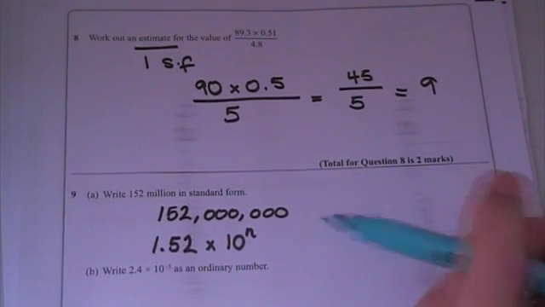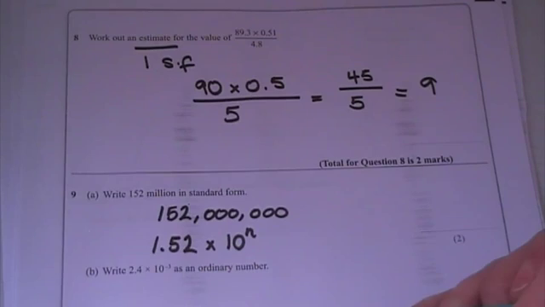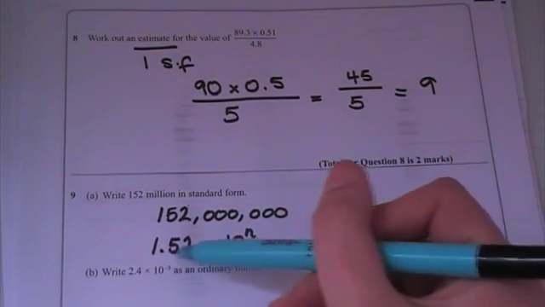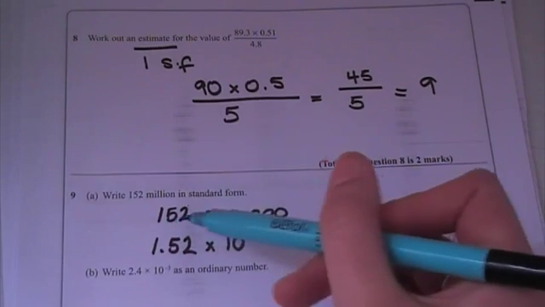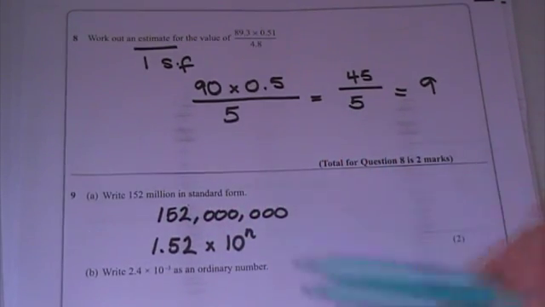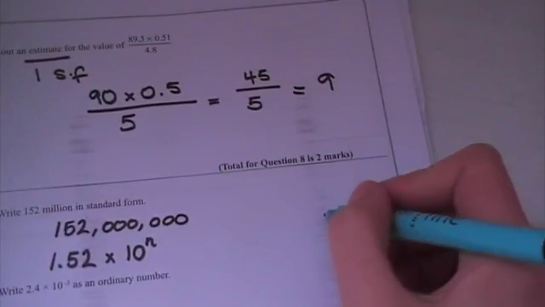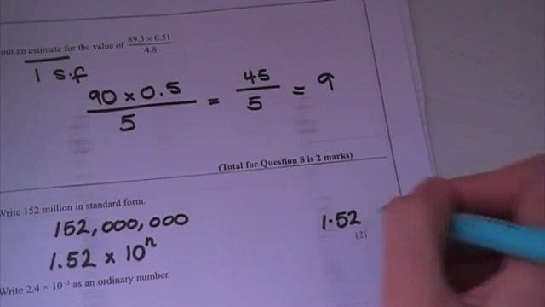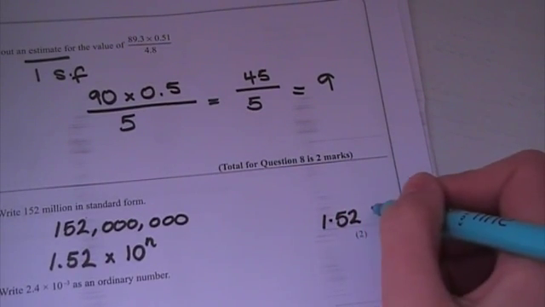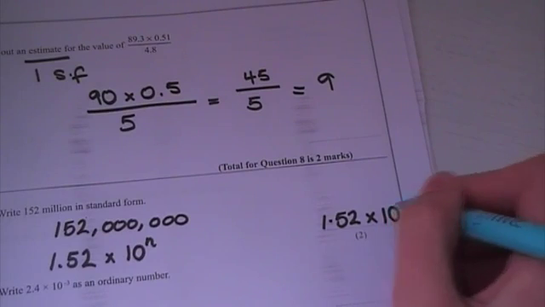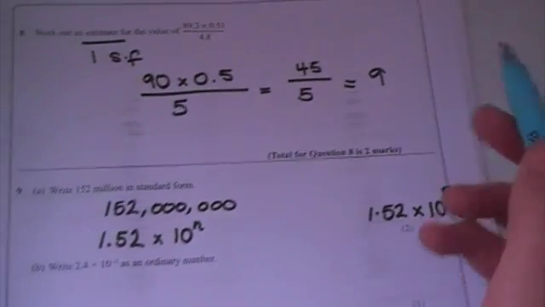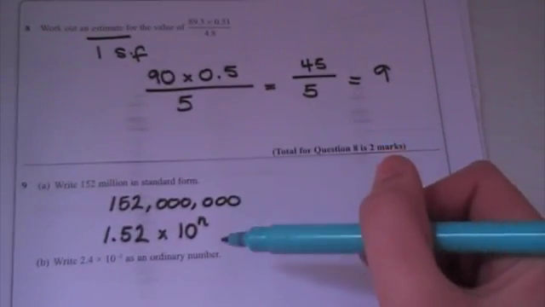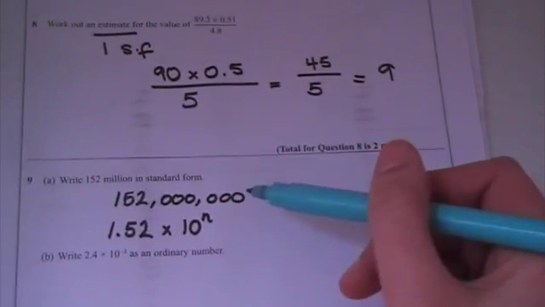Now if you got as far as that, that would give you 1 mark, but you need to get the full standard form. So you need to think, what do I times 1.52 by to get to 152 million, as a power of 10? Then your final mark will be stating 1.52 times 10 to the power 8. It helps to write out the number in full, and then we can see how we've gone from this to this.